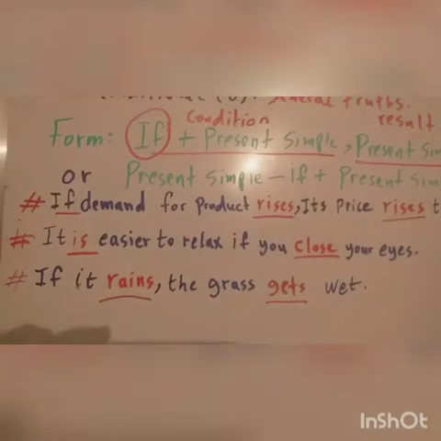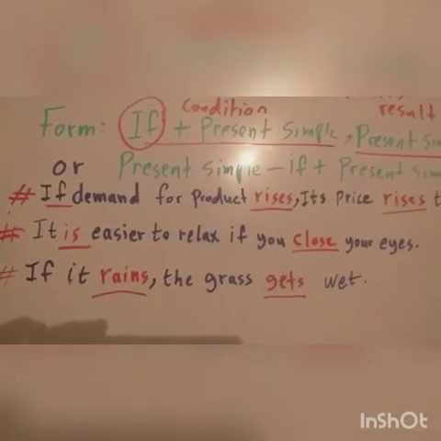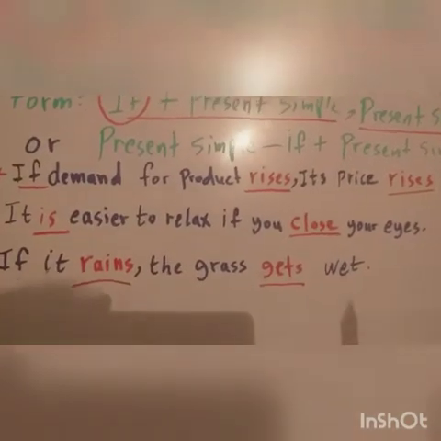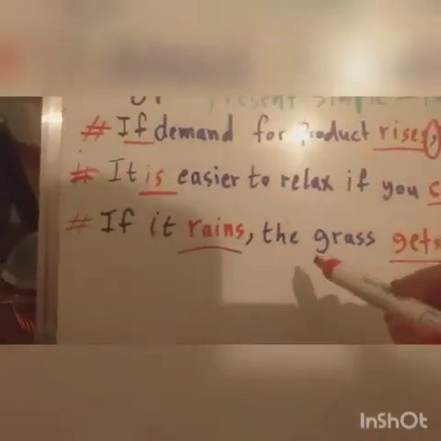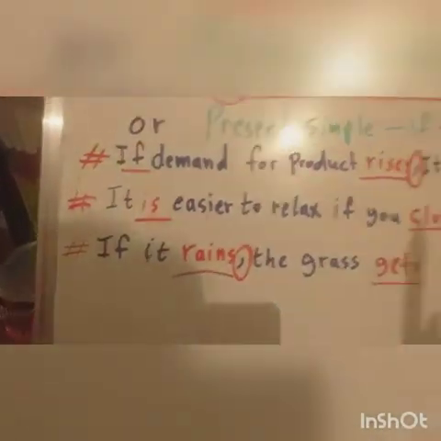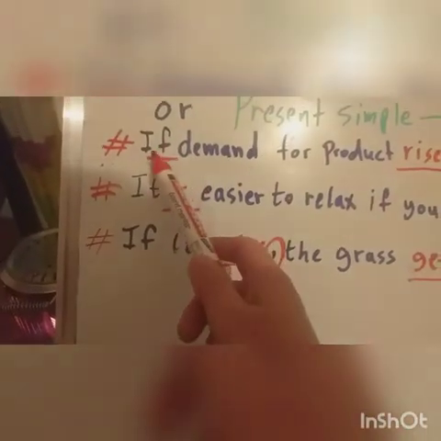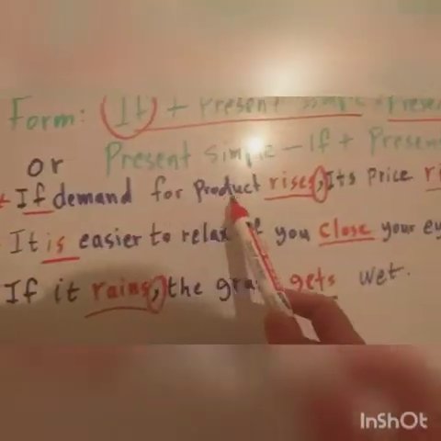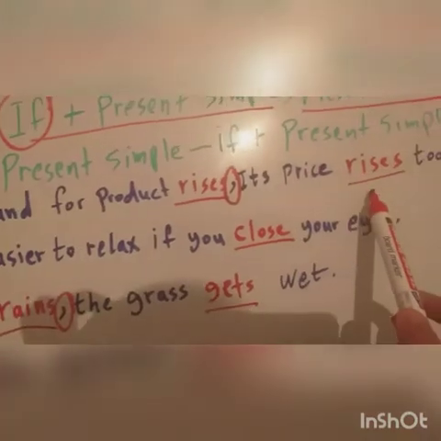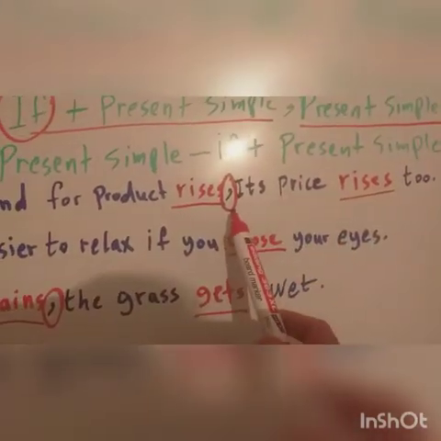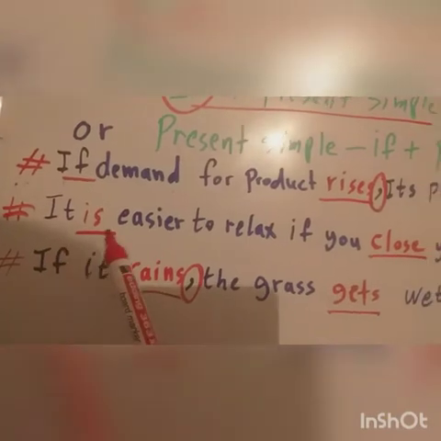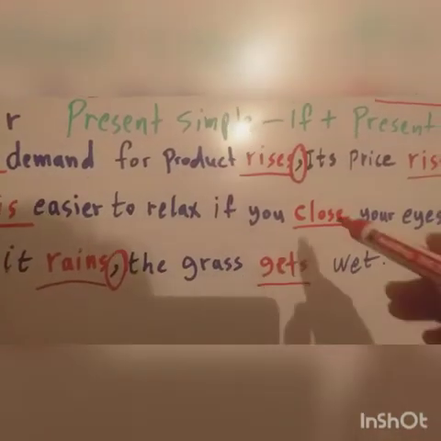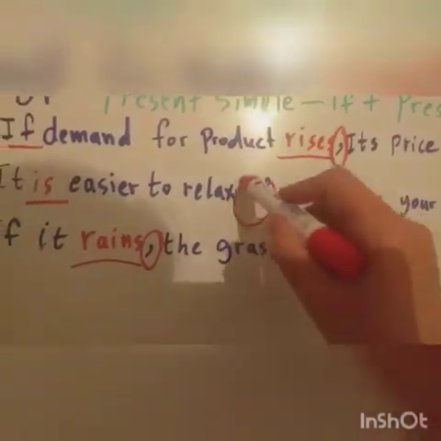And there's something very important that you can't forget, which is the comma. We use the comma after the conditional clause and before the result clause. But if we start the sentence with the result clause, we don't use a comma.